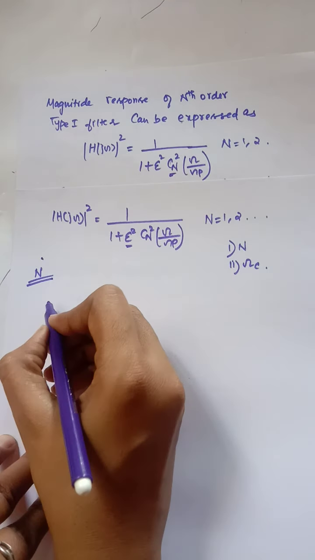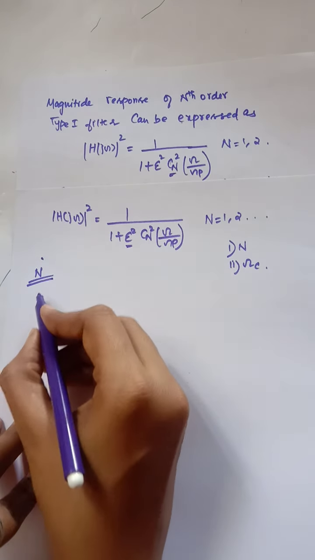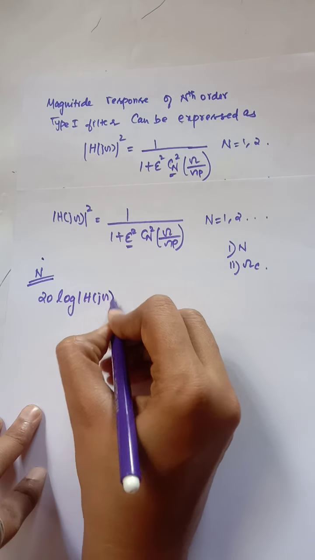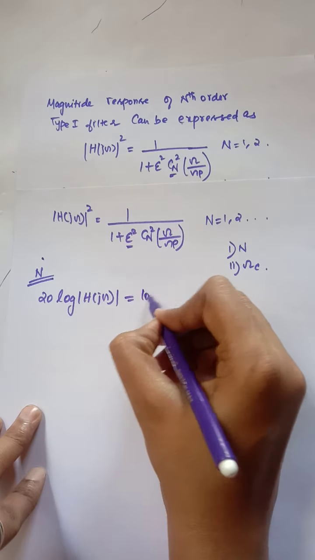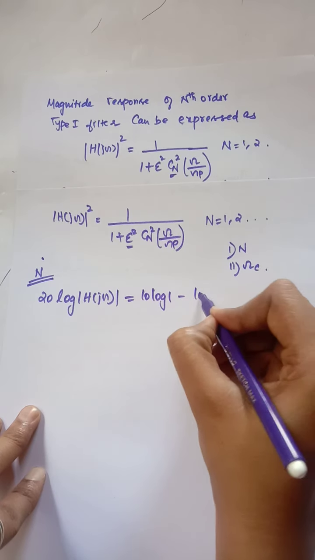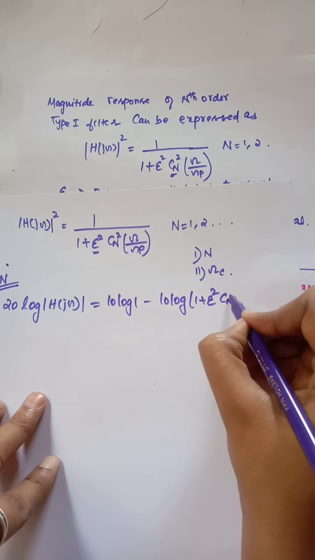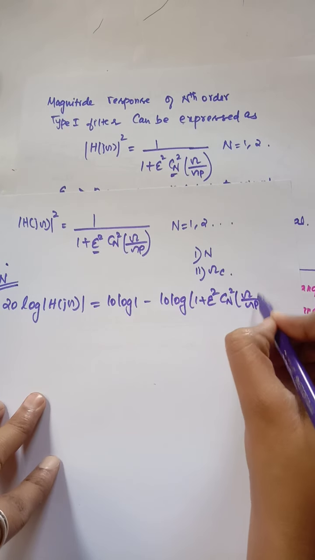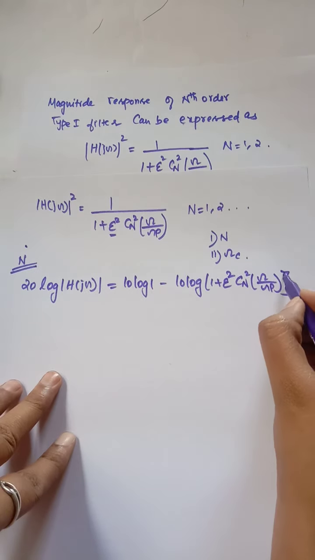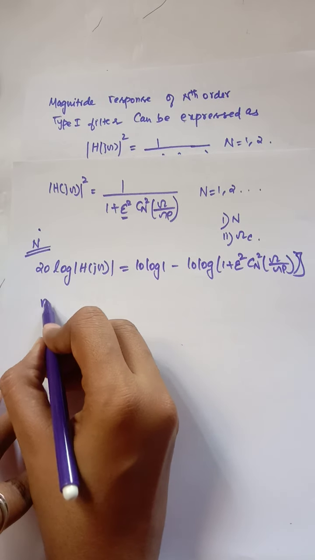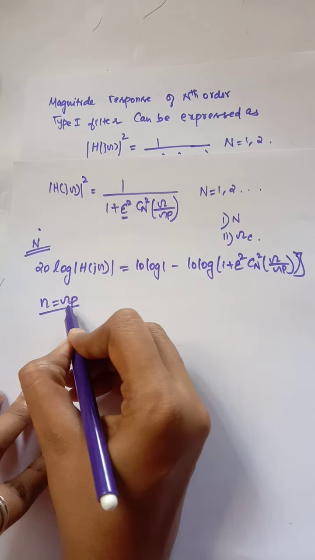So here what we are going to do is take the log for this, so you will get 20 log of magnitude of H of j omega. Here you will get 10 log 1 minus 10 log of 1 plus epsilon square Cn square omega by omega p. Okay, so the next one is, what is the condition we did, that at omega is equal to omega p, we considered two conditions, right?